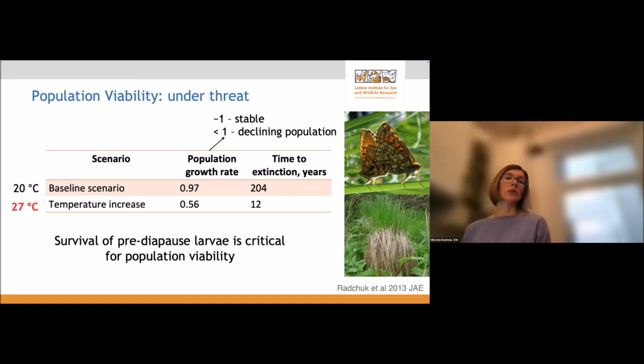Our sensitivity analysis also indicated that survival of pre-diapause larvae is critical for the population viability of this species. So to prevent the population decline, we suggested establishment and support of tussocks of these grass structures that you see here. And in order to allow these tussocks to establish, we suggested removal of the trees and bushes in the close vicinity of the peat bog to increase the groundwater table.